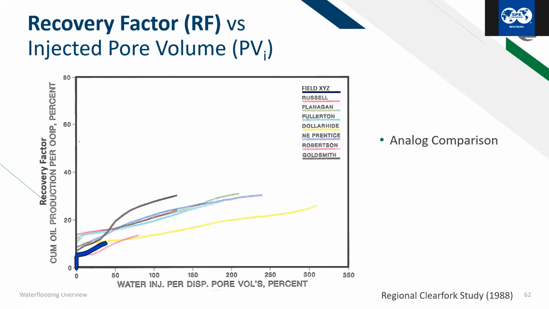So again, this is a carbonate field. If you're in a really good sandstone, you may not need to inject a full pore volume of water in order to sweep down to residual oil. It really just depends on the mobility of your fluids and your reservoir properties.